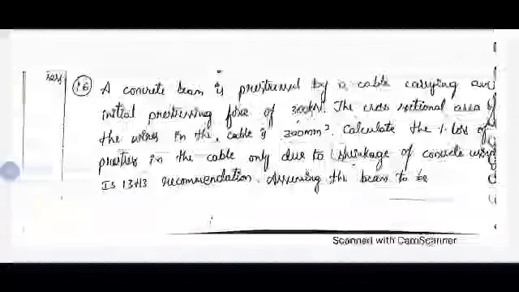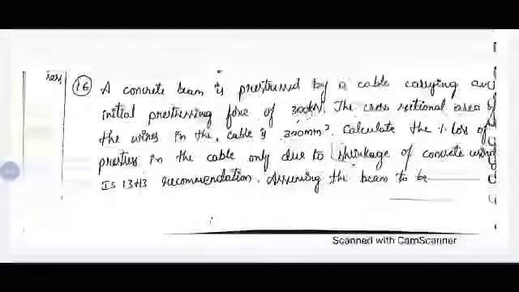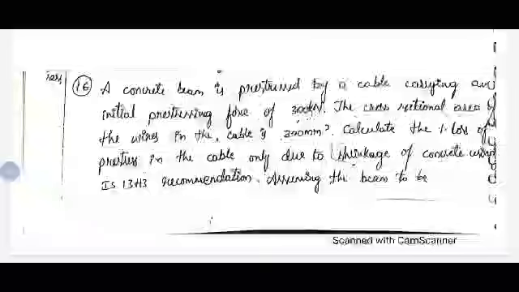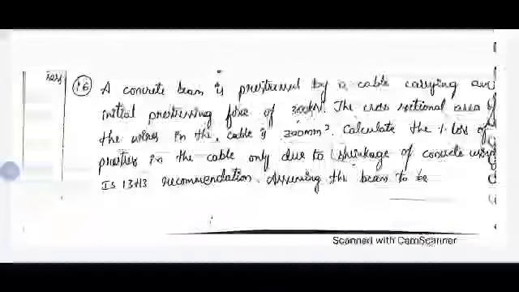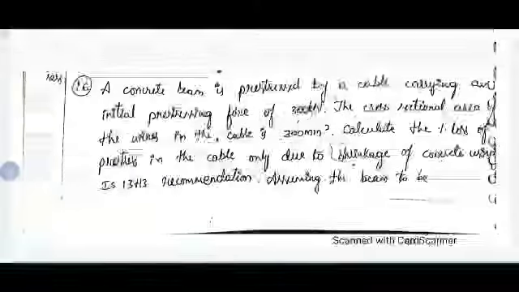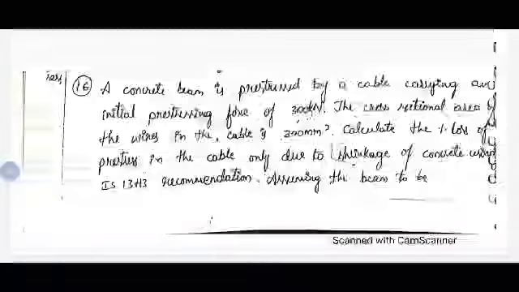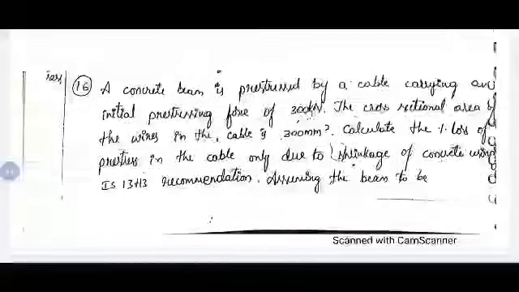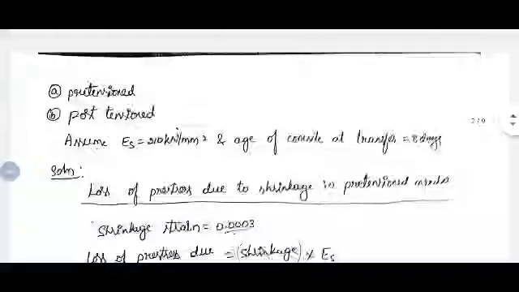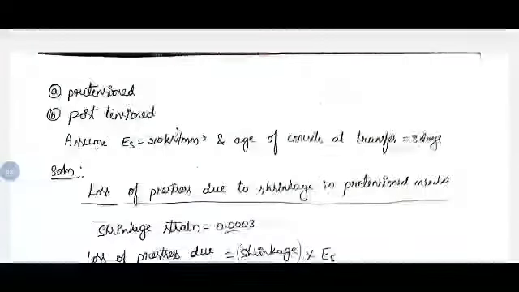So today's first problem: a concrete beam is pre-stressed by a cable carrying an initial pre-stressing force of 300 kN. The cross-sectional area of the wires in the cable is 300 mm square. Calculate the loss of pre-stress in the cable due to shrinkage of concrete using IS 1343 recommendation, assuming the beam to be pre-tensioned, post-tensioned. Assume Es, that is Young's modulus of steel, 210 kN per mm square and age of concrete at transfer 8 days.